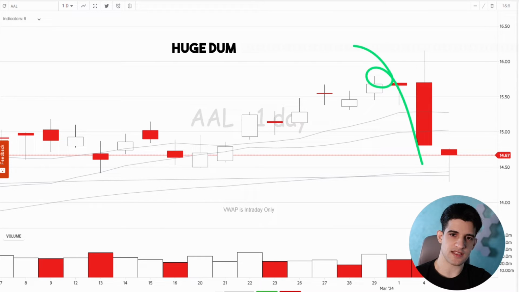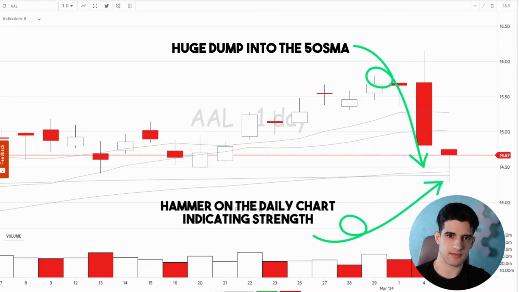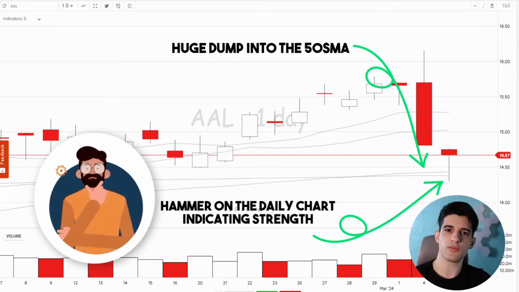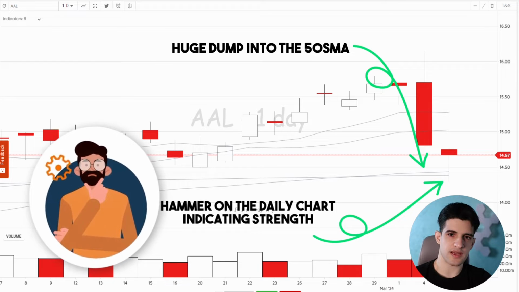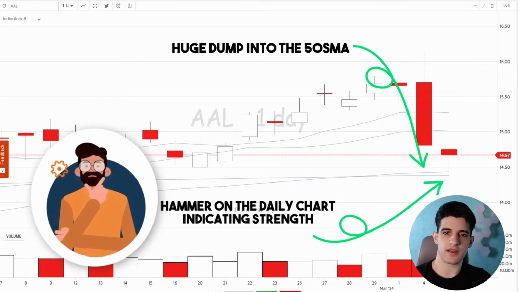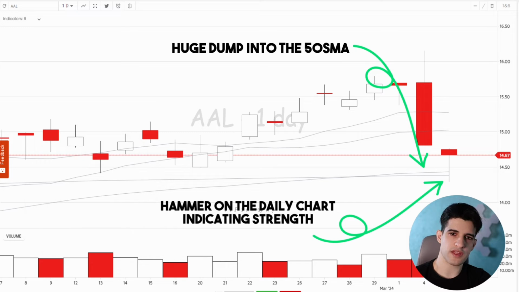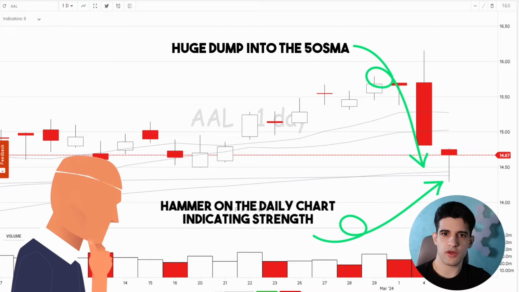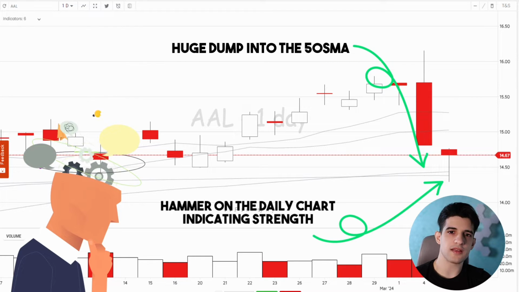Once it reached the 50 SMA on the daily chart, it bounced from it and it closed as a hammer. A hammer is a bullish candlestick. It tells us that the next candle or what could follow it is a strong and bullish move. Obviously, I don't expect AAL to run all the way up in the next few days, but because of this combination of indicators that I see on the daily chart, I could get from it at least one bullish day.